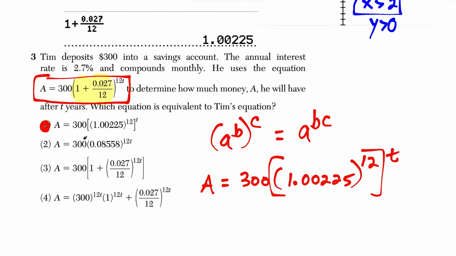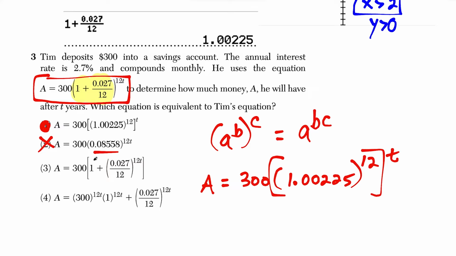Now, another close answer here. Well, we could just run through the other answer choices and see why they're no good. The problem with this one is that the base does not match. We need a base of 1.00225 if we have an exponent of 12t. So this one here is out. And this one is no good because we cannot simply ignore the 1 that's attached here.